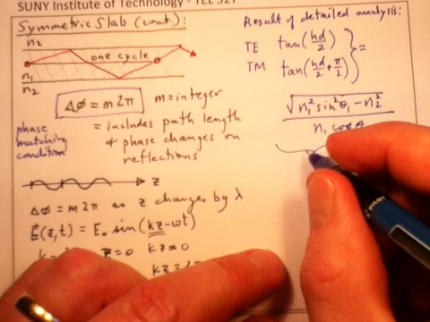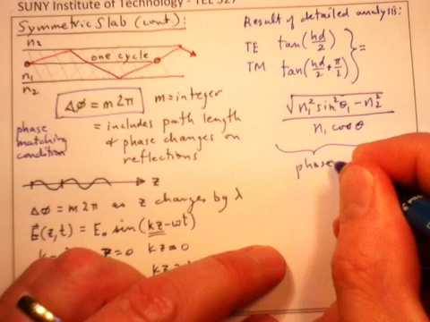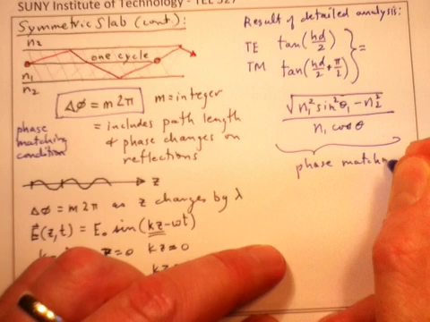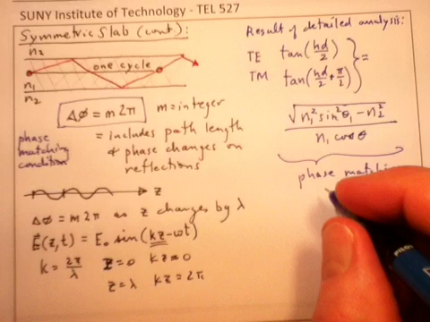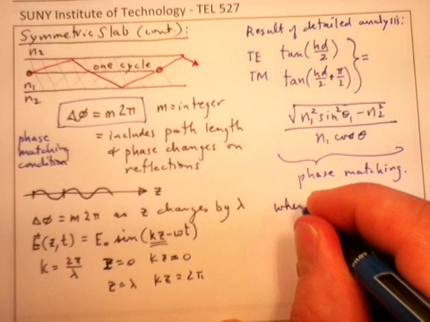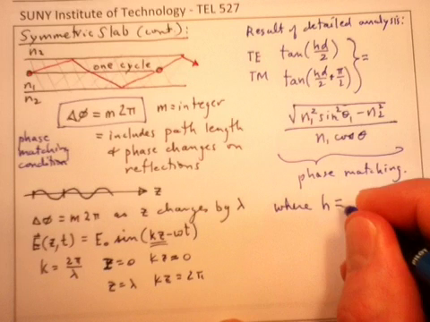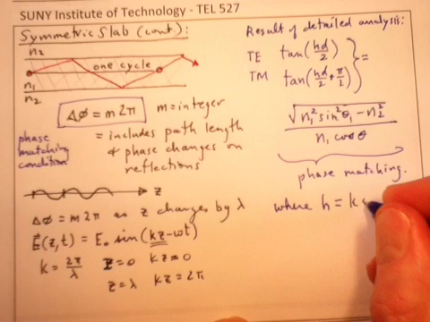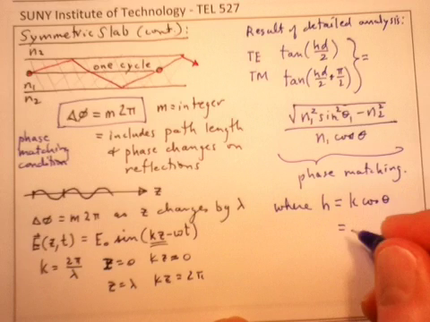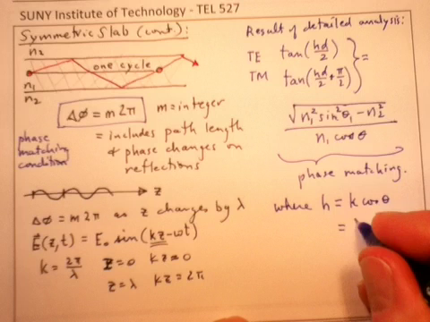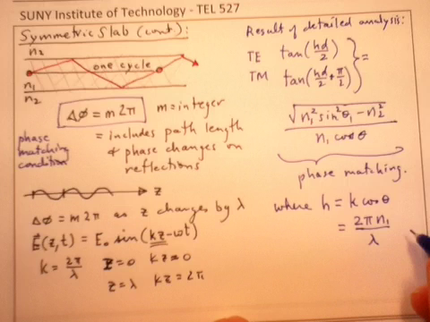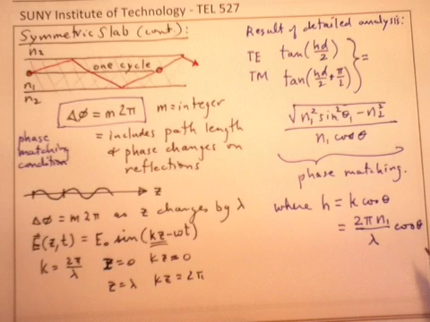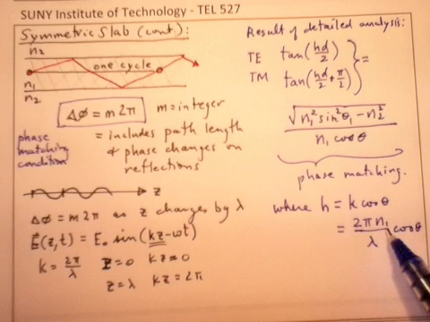Kind of a complicated thing. Oh, and in this equation, h is equal to k cosine theta, which in the material is 2 pi n1 over lambda, cosine theta. This is inside the core. Okay, so k is inside the material, and that's why we've got an n1 here.